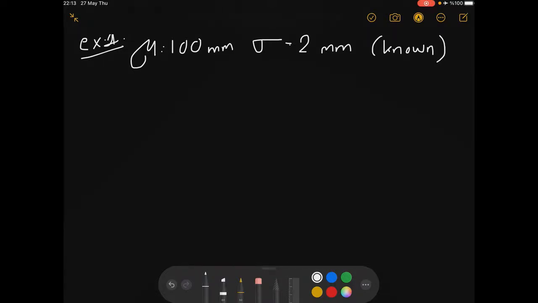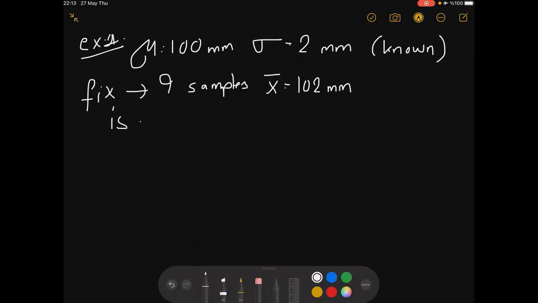And there had been a fix to this machine or machinery that produces those screws. And you get 9 samples, 9 samples with the arithmetic mean of 102 millimeters. That is the case. And the question is, is it still calibrated or not?